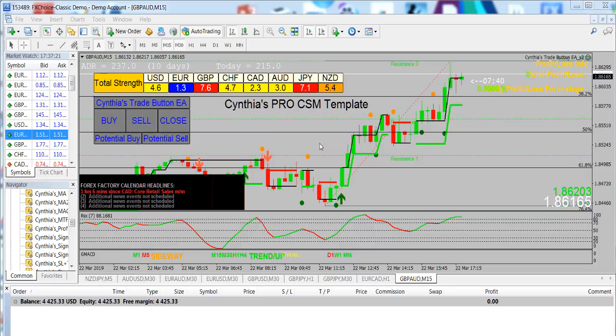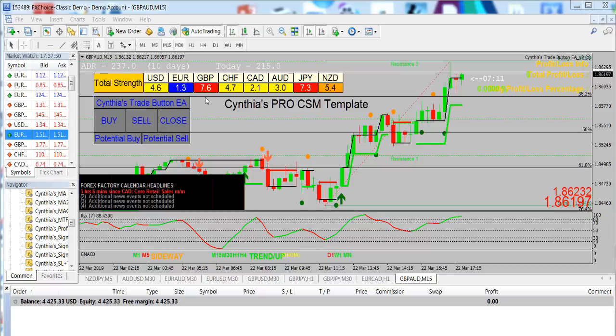Right now we're looking at my demo account. It's mid-morning, Friday morning, so I wanted to show you this in a demo account because I don't want to place any live trades in my live account at this time of the day on a Friday. I'm looking at a pound Aussie pair in the 15-minute chart.